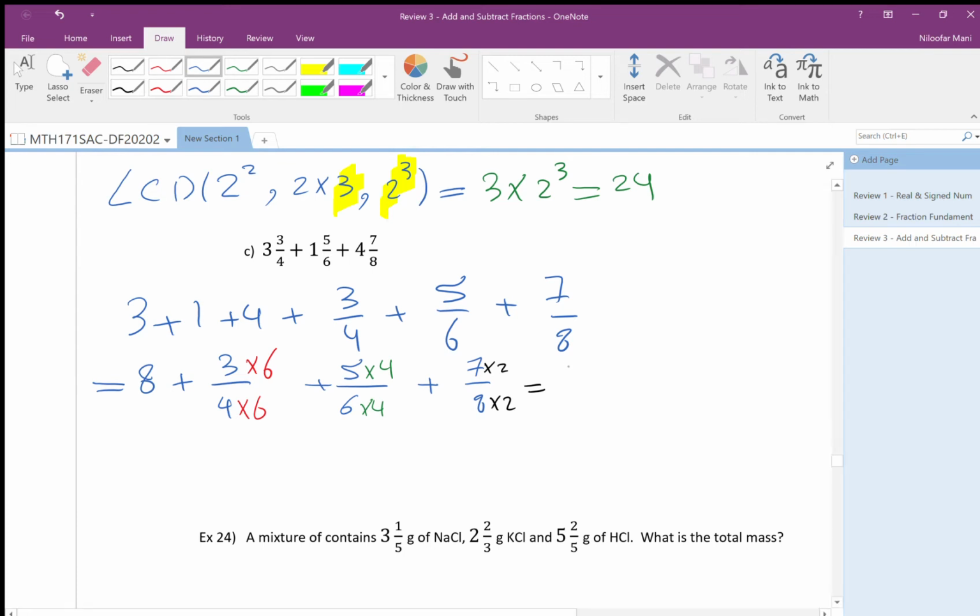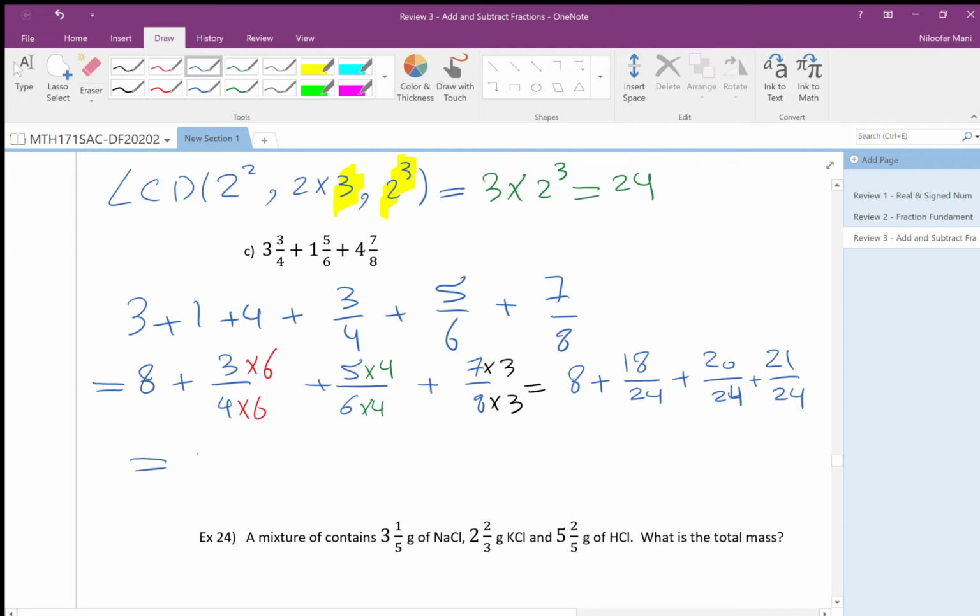So it is 8 plus 18 over 24 plus 20 over 24 plus 14 over, let me see, I made a mistake here. Yeah, it must be 3. Sorry, I didn't pay attention. So 3, so it must be 21 over 24.